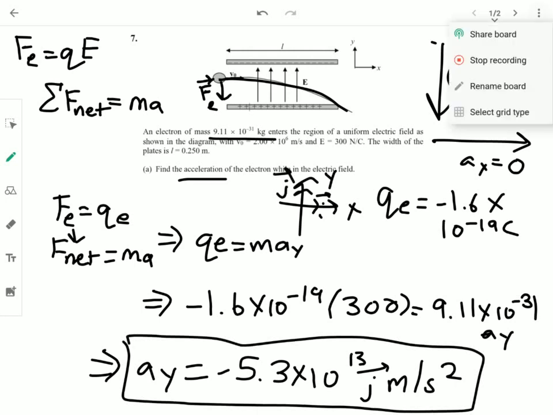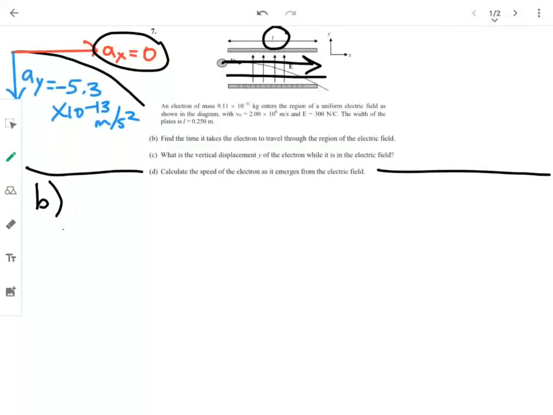Let's continue with number 7. You guys can do parts B to D. I'll stop for a few seconds. You can pause the video and then we'll check after a few seconds.